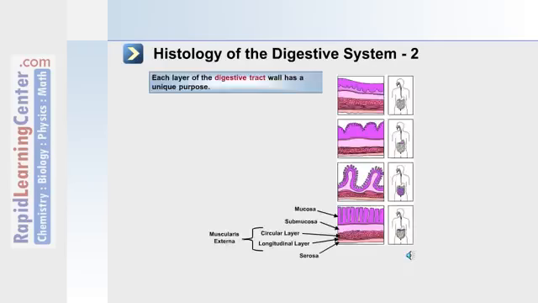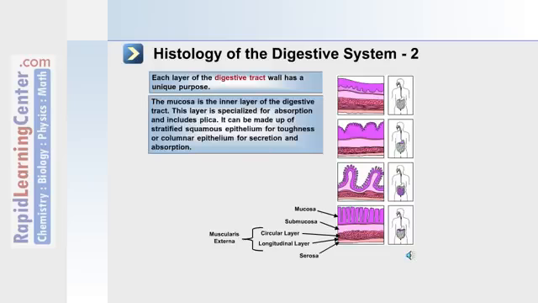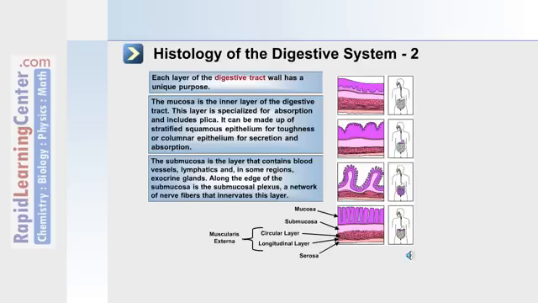Each layer of the digestive tract has a key function. The mucosa is the inner layer of the digestive tract. It's specialized for absorption and includes, as we've mentioned, plica. It can be made up of squamous epithelium for toughness or columnar epithelium for secretion and absorption.